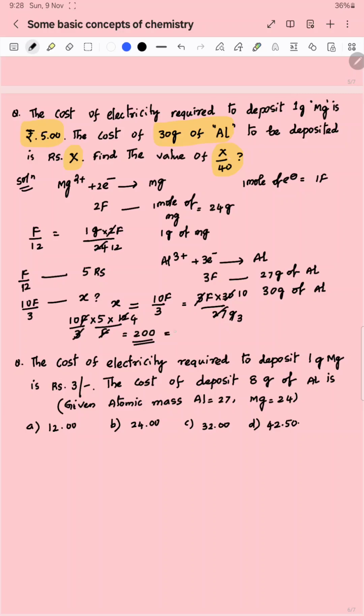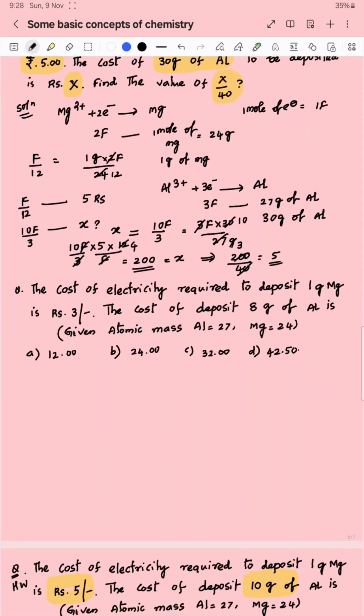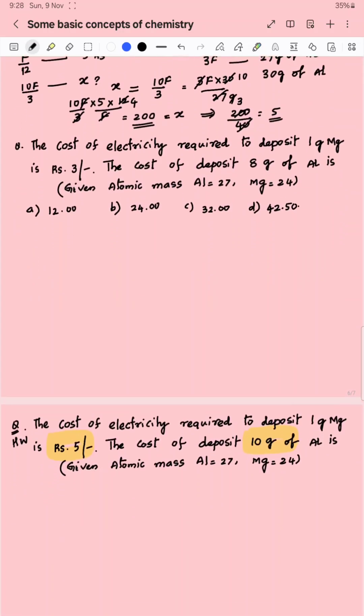So x is equal to what, student? 200. Now what is asked? The value of x by 40 is asked. The value of x by 40 means nothing but 200 by 40 only. 4 1s are 4, 4 5s are 20. So the answer will be what, student? The value of x by 40 will be 5 only. Okay, right.